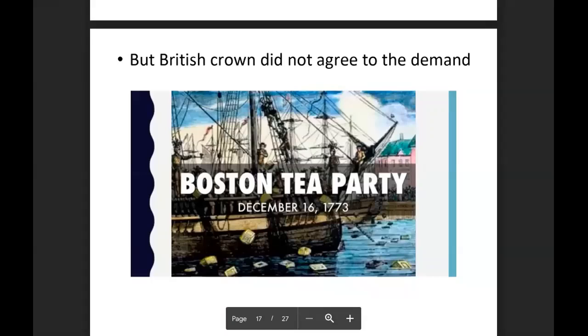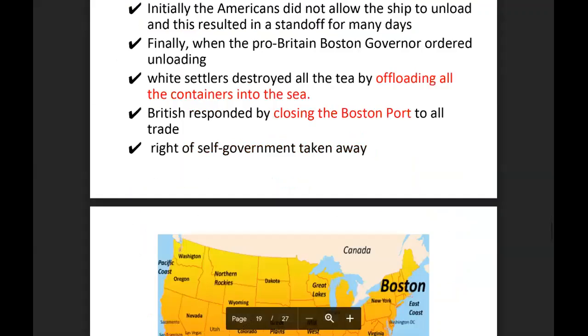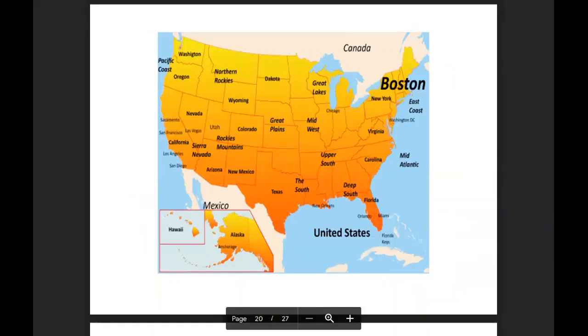So as usual, the British Crown did not agree to all these demands. What happened in the Boston Tea Party? First I'll show you where Boston is. Here you have Boston, towards the eastern part. You know there is a harbor here, a coastal area. Clear? Now you just see what the Boston Tea Party is.